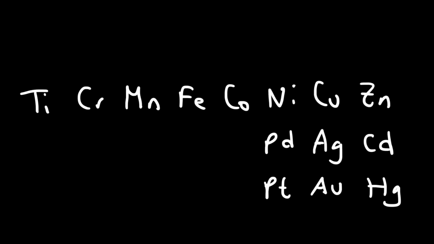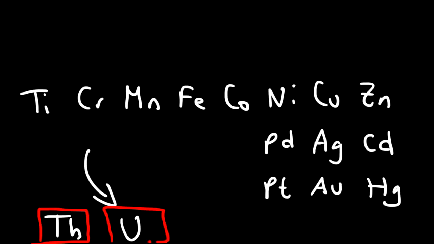Now the inner transition metals, which are below the transition metals, you have the lanthanide and the actinide series. The most common ones that you'll probably see are thorium, Th, and uranium. The other ones, you'll rarely hear about them in a typical chemistry course. But these two, you might be tested on the names of these elements, so make sure you know those two.